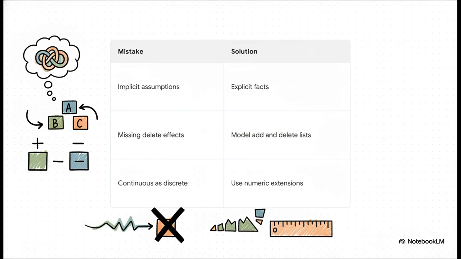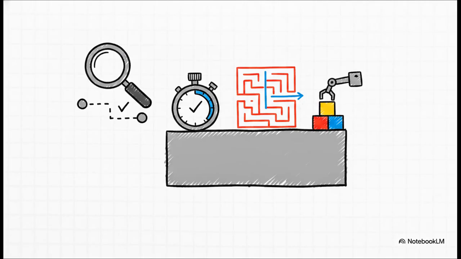Another massive pitfall is overlooking implicit assumptions, like, say, forgetting to explicitly state that an object can only be in one physical location at a time. The solution is always to make your invariant explicit as facts. You literally have to tell the machine everything. You might be wondering, with all our modern AI complexities, does this still matter?